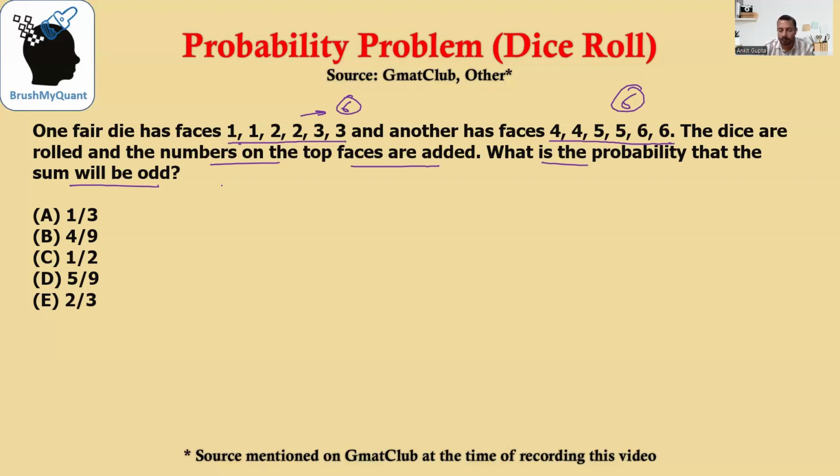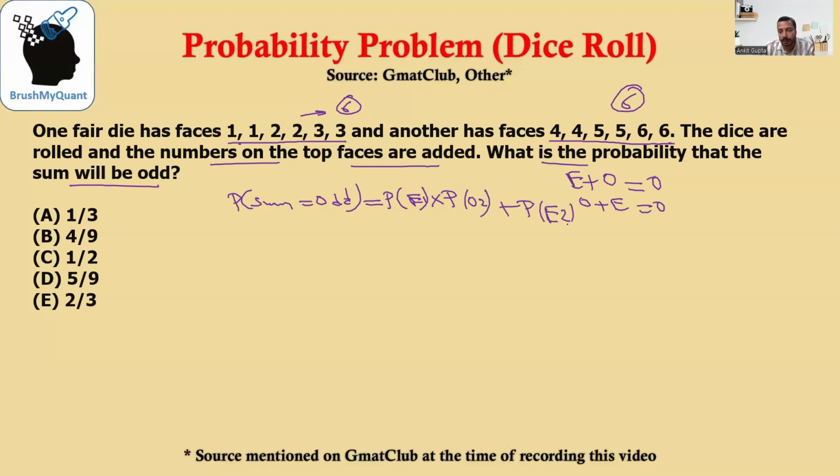Now we are throwing two dice, so we'll get two numbers and we have to find the probability that the sum will be odd. Now we know that when we're adding two numbers, in order to get an odd number, one of them has to be an even number and the other one has to be an odd number, right? So this probability is the same as the probability of getting an even number in the first die multiplied by the probability of getting an odd number in the second die, plus the probability of getting an even number in the second die and the probability of getting an odd number in the first die.